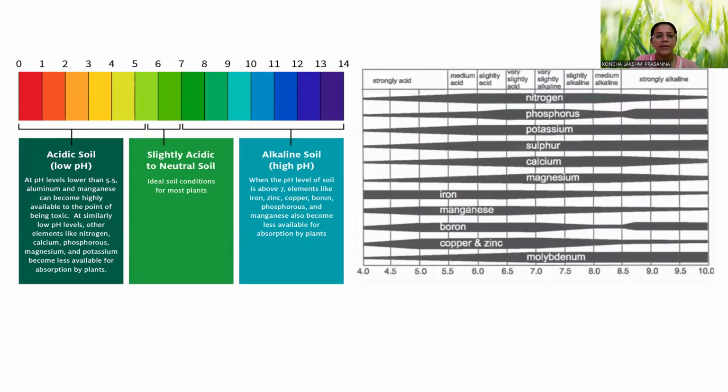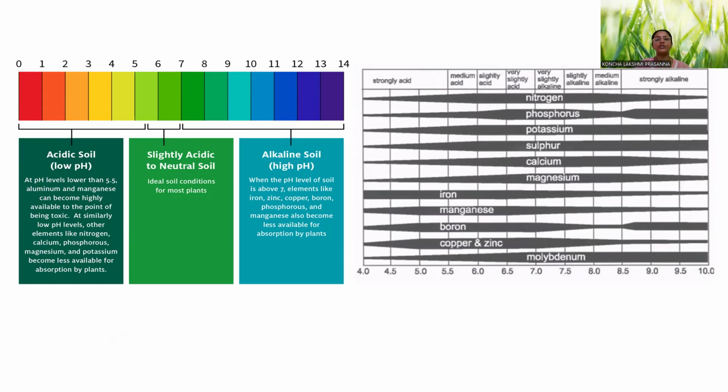Next, pH. So this is the pH scale. In this pH scale, you can see the range: acidic soil has a pH of less than 5.5. At this lower pH, nutrients like hydrogen, aluminium, iron, manganese, zinc, and copper are available for crop growth. Whereas nutrients like nitrogen, phosphorus, sulfur, calcium, and magnesium, which are useful for plant growth, are not available at a pH of less than 5.5.